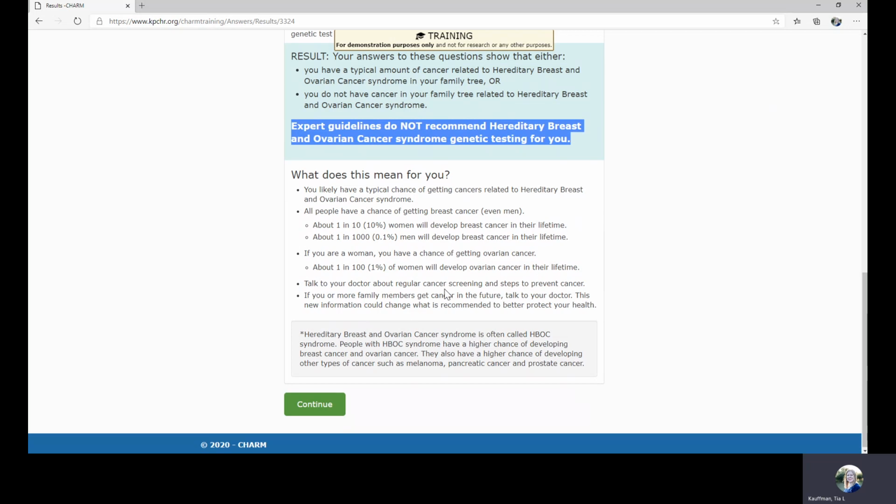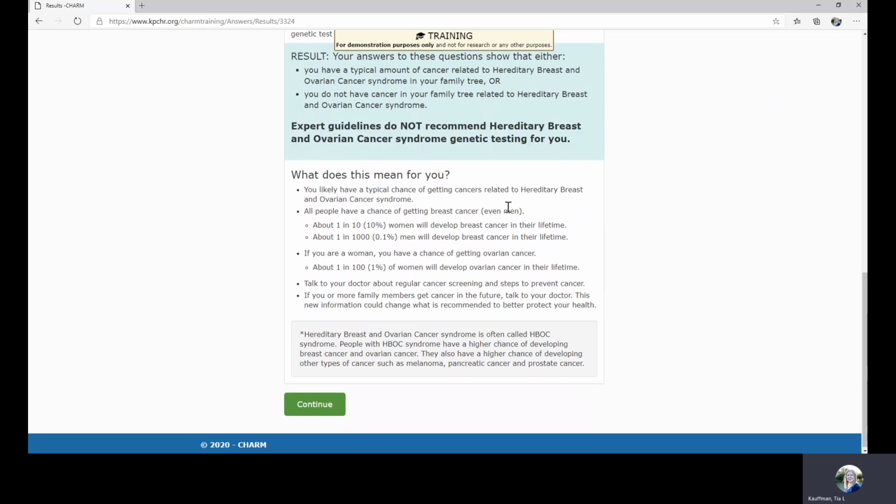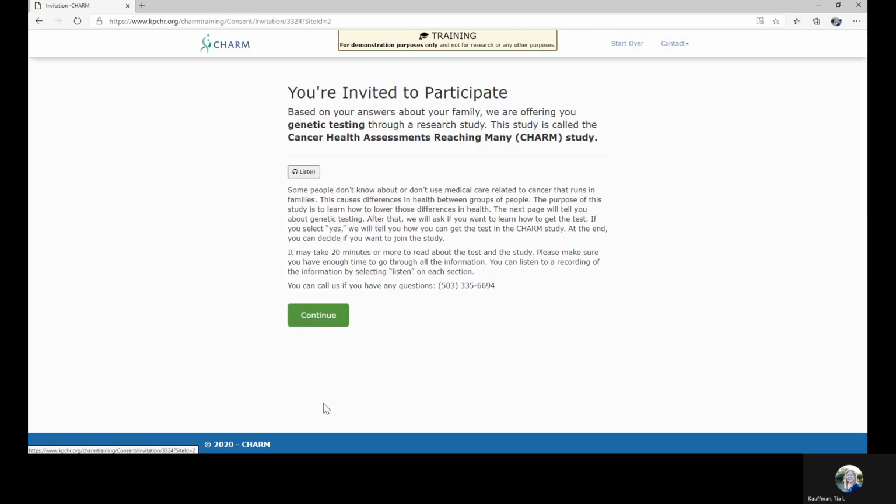So that we make sure people understand this doesn't mean you have no risk of getting breast cancer. So you have a typical chance of getting cancer and what those are, and then what to do next. And because our fake participant was seen to be at higher risk based on the PREM screening tool, they are now invited to be part of the research study. I will explain more about that consent process and education process in the next video.